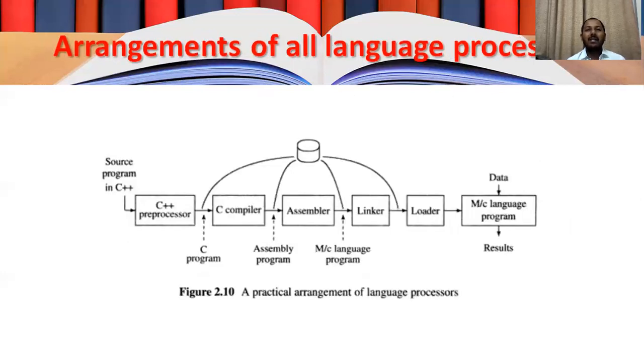Now, this slide indicates the arrangement of all language processors. So, the source program is input to the preprocessor. Now, this preprocessor will take the C program and link everything. Now, the C compiler will come into the picture. The C compiler will give output to the assembler. The assembler will give output to the linker. The linker will give output, and the loader will load whatever is given by the linker. At last, the machine language program will be there. It will accept the data and it will give the result.